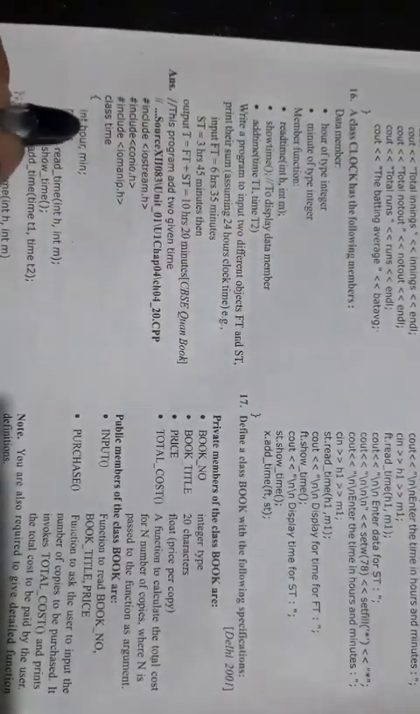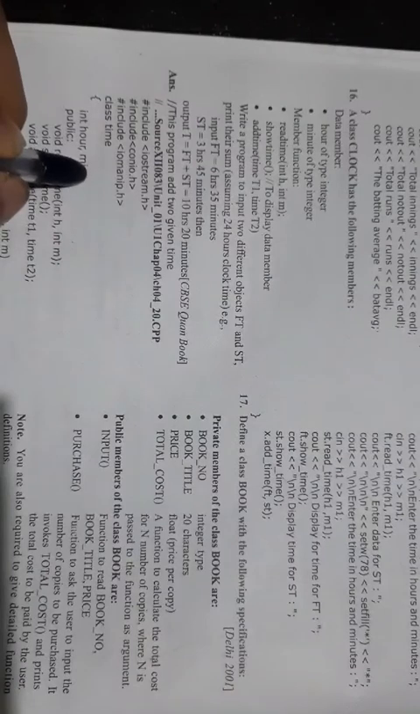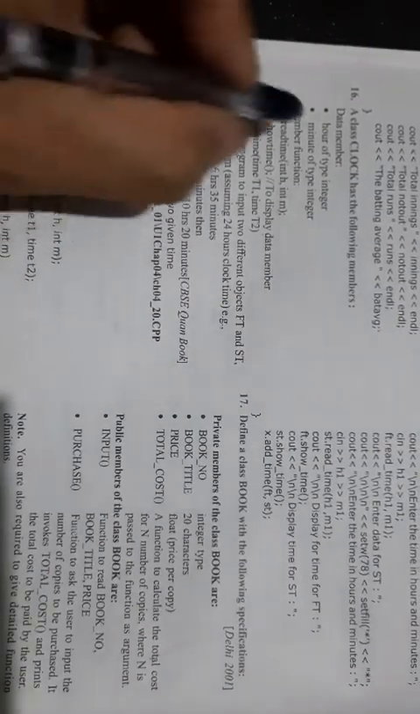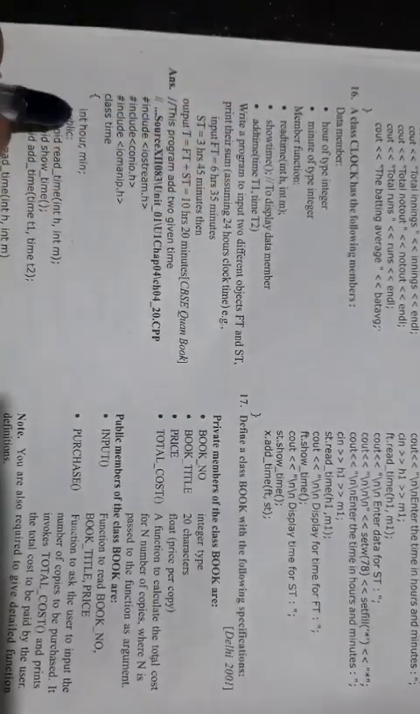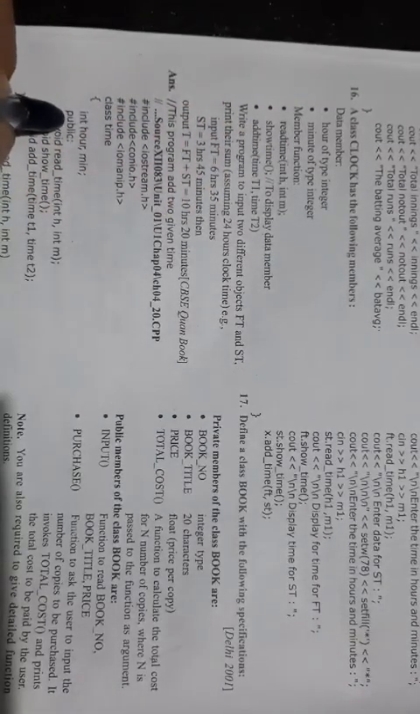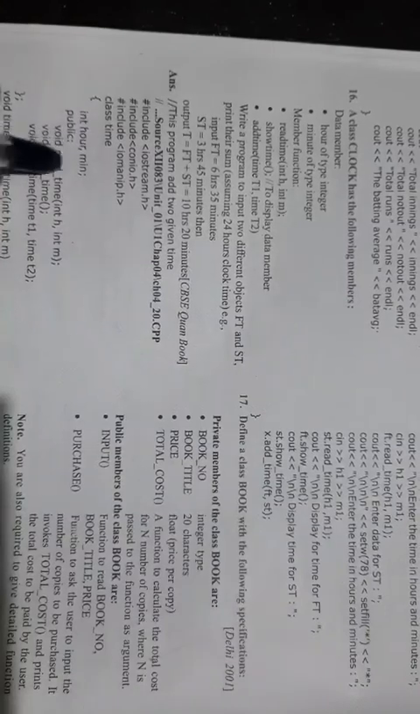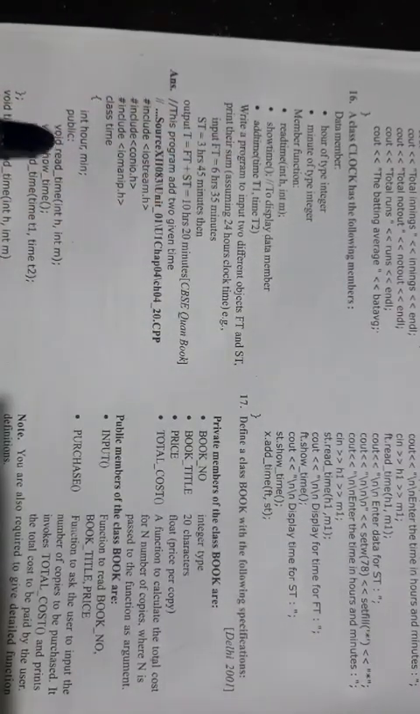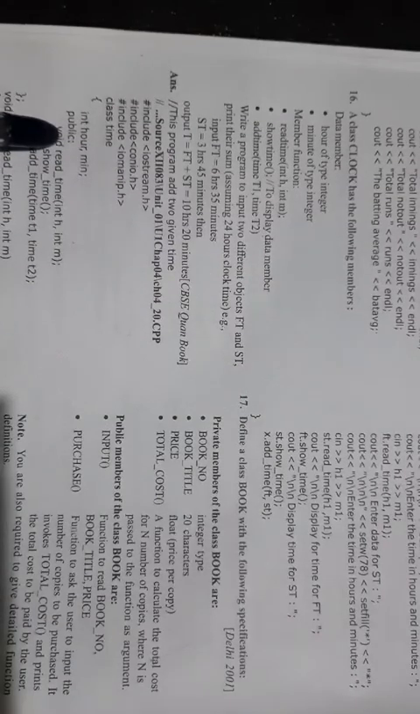Here, int hour comma minute. The data members, the variables, are declared here. Now after that, these three member functions: since the access specifier is public, the object can access these member functions. You can see here that the return type is void.